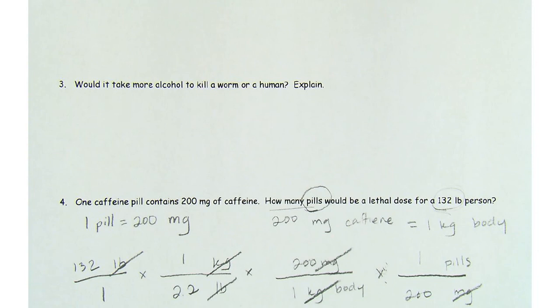All right. So what you're going to want to do is you're going to want to multiply straight across. So 132 times 1 times 200 times 1 over 1 times 2.2 times 1 times 200.